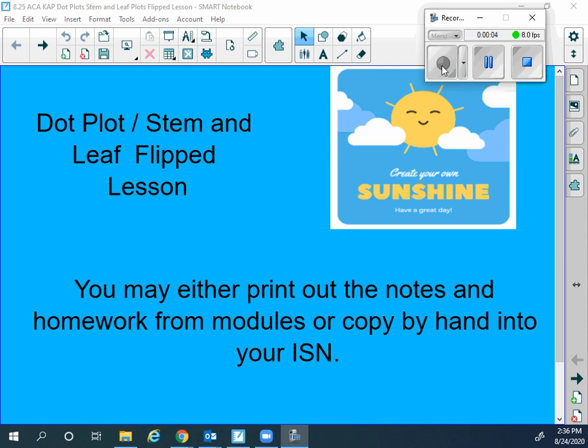Okay guys, this is a flipped lesson on dot plots and stem and leaf plots. You can either print out the notes from Canvas modules, or you can copy by hand into your ISN. If you have a printer, I highly suggest it, simply because graphs are sometimes hard to write into your ISN.